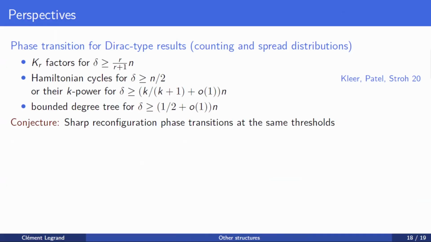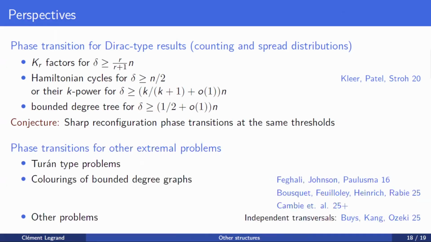We should have a sharp reconfiguration phase transition around the same threshold as the existence thresholds for all those different problems. And it would be nice to have some sort of framework to attack them, maybe all at once. For other extremal problems, not only Dirac problems, some similar work has been done. For example, for Mantel's theorem, there's one paper on this reconfiguration transition. There's a series of papers for colorings of bounded degree graphs. And then there are a few other problems, but most of those results are one or two years old. So this is something that is just starting.